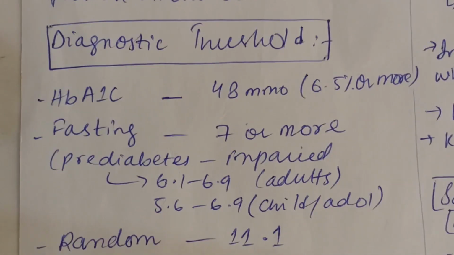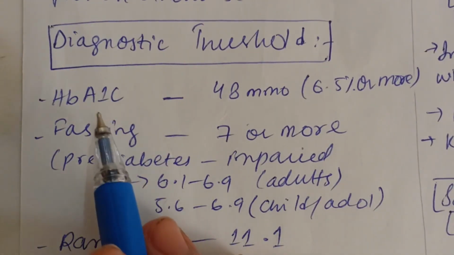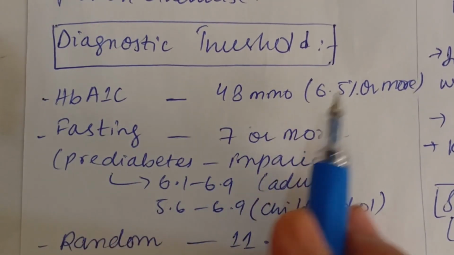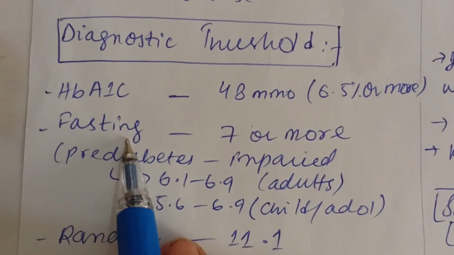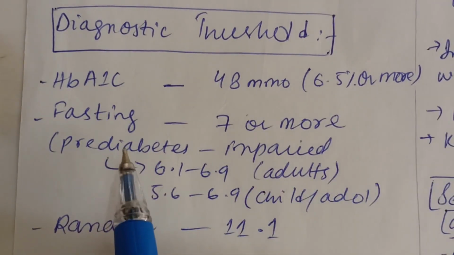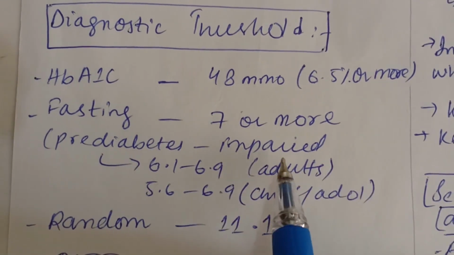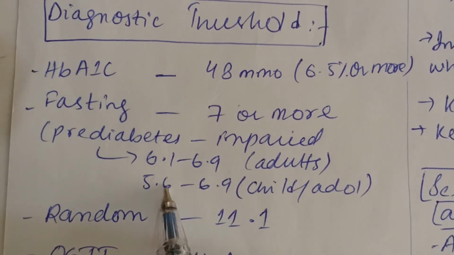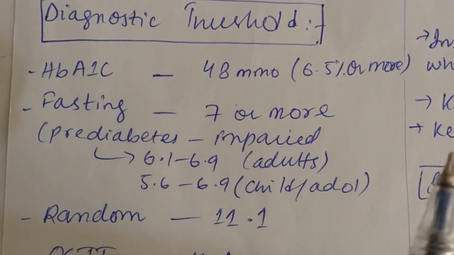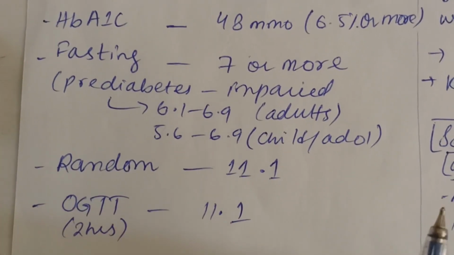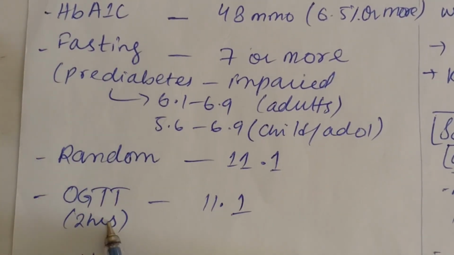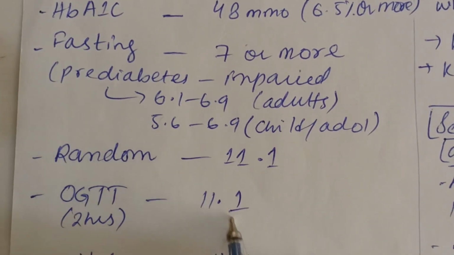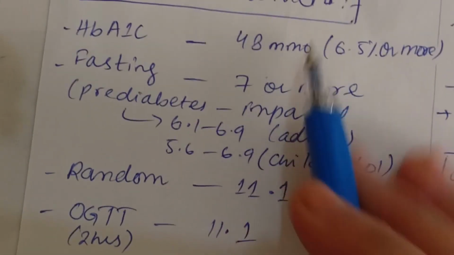So, what is the diagnostic threshold for diabetes? HbA1c of 48 millimoles or 6.5% or more, fasting blood sugar of 7 or more. Pre-diabetes, the impaired blood sugar, is 6.1 to 6.9 in adults and 5.6 to 6.9 in children or adolescents. The random threshold is 11.1 and OGTT after 2 hours is 11.1. So random and OGTT, both of them are 11.1. You have to memorize these thresholds.